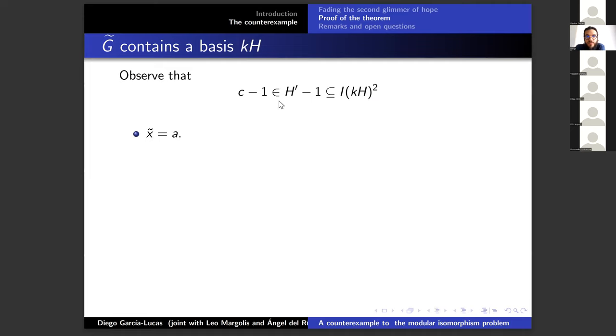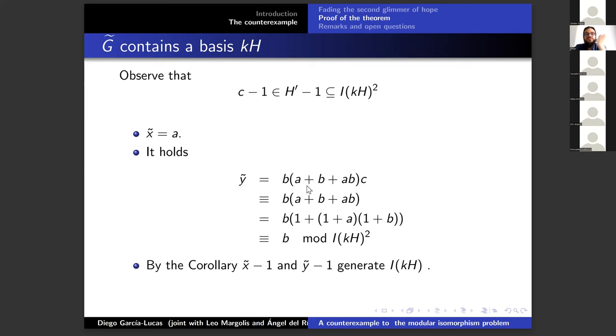Well, the first observation is that x̃ is a, so there's no mystery here. The other observation is that ỹ is like b modulo this square of the augmentation ideal. And this is very easy since by definition, ỹ is of this form. We can substitute c by one by my previous comment. Here we have an obvious identity because we are working in a field of characteristic two.